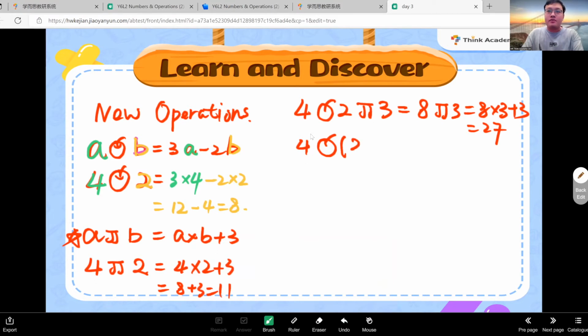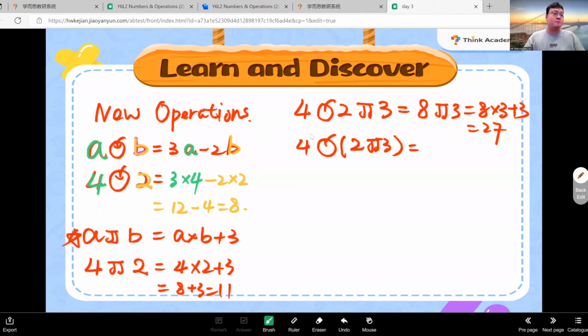So this time, I'm going to put 2 banana 3 in the bracket first. Will that give us the same answer? Yes or no? Think about it. Someone says, oh, if we do 4 times by 2 times by 3, I can change the order. I can times 2 and 3 first, and then times 4. That will be definitely correct.